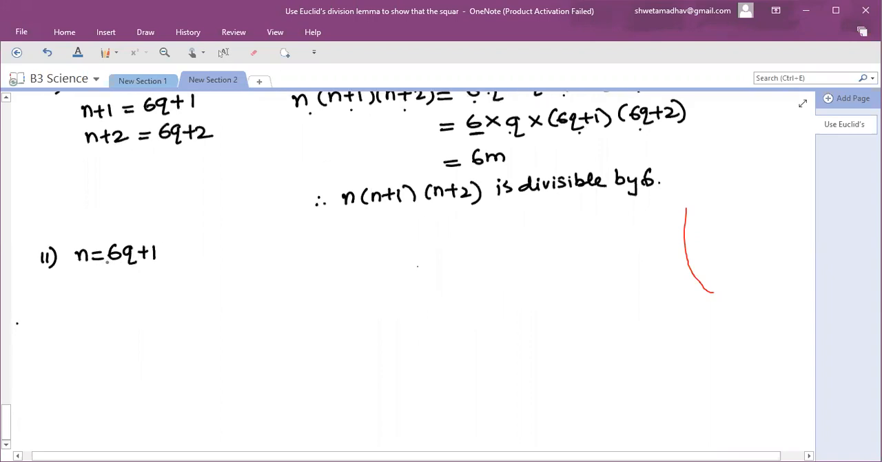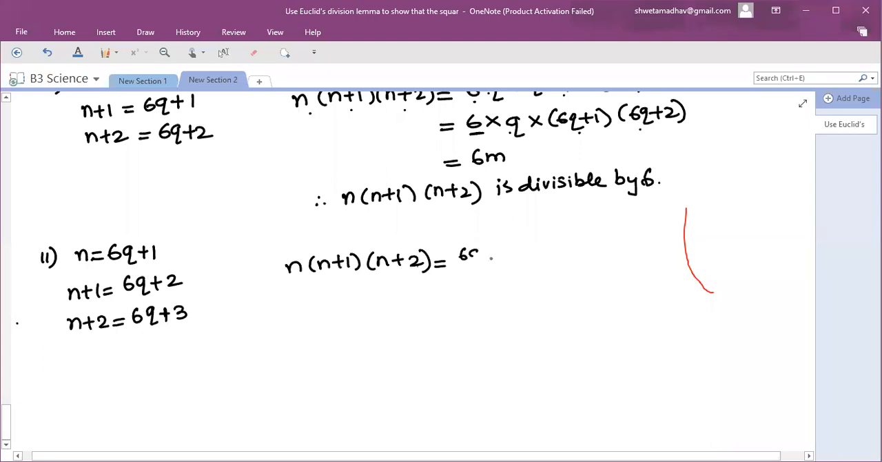Now for the second case, when n is 6q plus 1, what is n plus 1? 6q plus 2. And what is the next, third term? 6q plus 3, right? Now take the product, n into n plus 1 into n plus 2. That is equal to, what is the value of n? 6q plus 1 into 6q plus 2 into 6q plus 3. Is it possible to write this as a product of 6? Yes, ma'am. We can take 6 common.